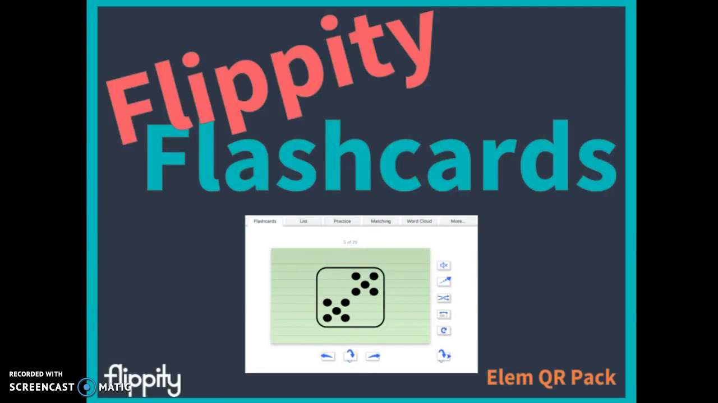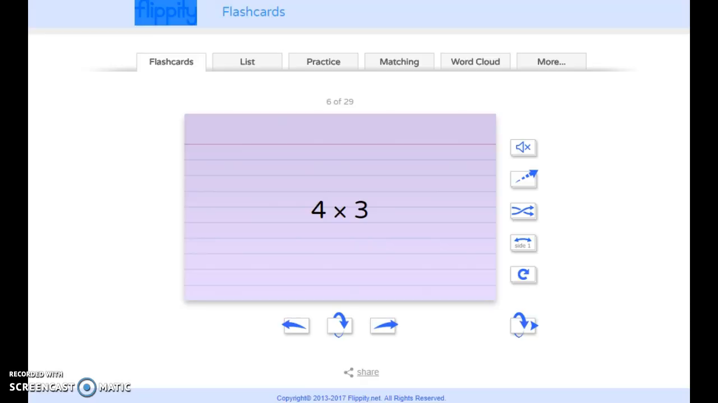Flippity flashcards is another way that students can practice their flashcards, but independently and again without being timed. So students are shown these flashcards. They can do these on a tablet or on their computer, whatever you might have. You could also do this whole group if you would like. There's the problem, they think about the answer, and then they can check their answer right here. 4 times 10, and then they can check their answer. There's also a sound that you could use if you want the kids to hear the numbers being read.